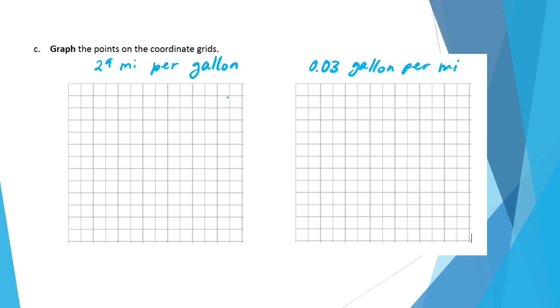The part where you say per gallon is what goes on our x-axis. So in this graph, miles is going to go on the y-axis, and gallons is going to go on the x. I'm going to have my gallons go up by 1s, just to make it simple. I'm going to go all the way up to 10 gallons.